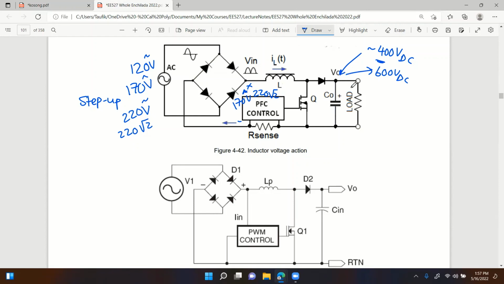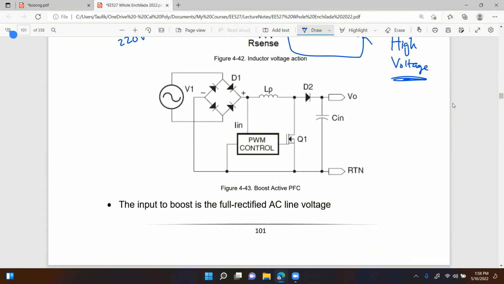Why is that a disadvantage? Anybody? Why is having a high voltage here not good? Anybody? Then we can adjourn. Any guess why having a high voltage at this node is not good? Or with the converter, the entire converter is seeing high voltage. Why is that not good? Higher rated components, which are more expensive. Very good. You got the answer.